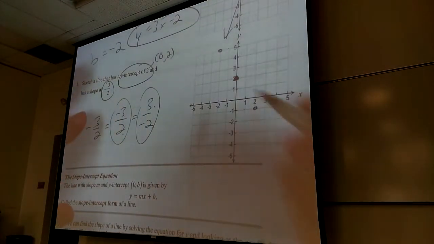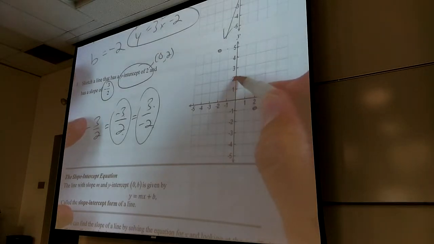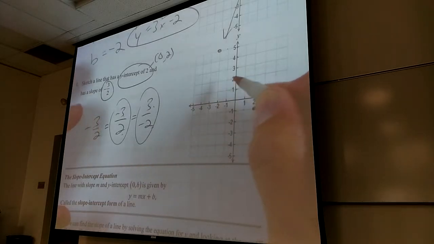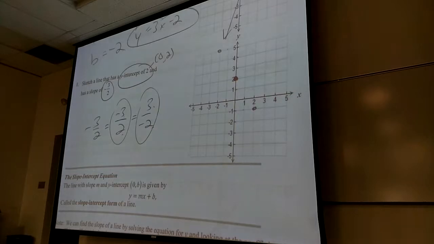And again, if I do it this way, watch. Stay with me now. Down 3, back 2. How do I get back to that point? Up 3, back 2, right? Of course it's got to work both ways.